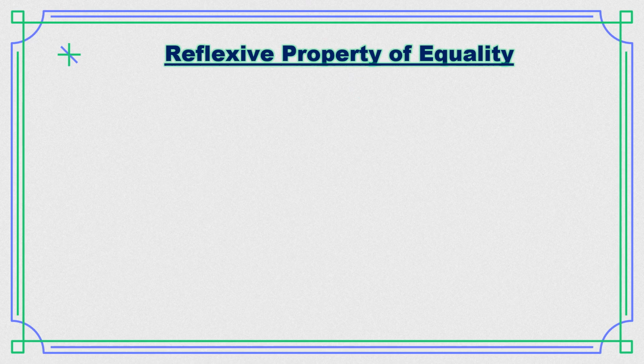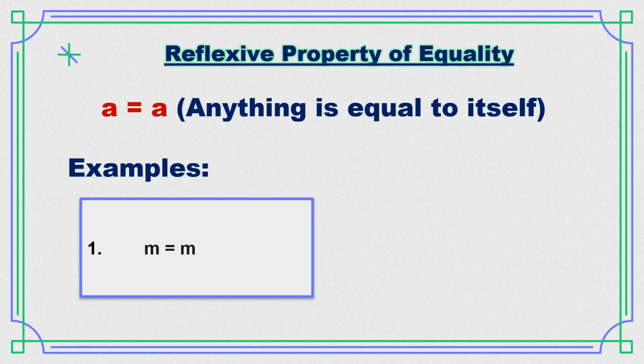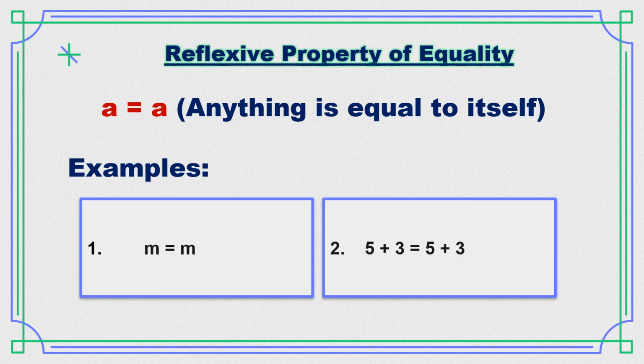Okay, so for the seventh property of equality, we have the reflexive property of equality. Kapag reflexive, A is equals to A. Kapareho lang sila. Anything is equal to itself. So, example po niyan, number 1, M is equals to M. Yung number 2, 5 plus 3 is equals to 5 plus 3. Magkapareho lang sila. Kung ano yung value dito, dapat yun din yung value niyan. Okay?